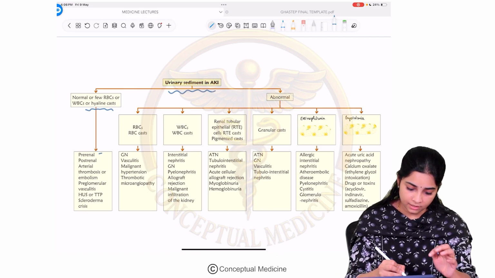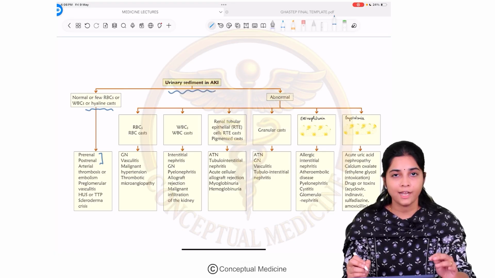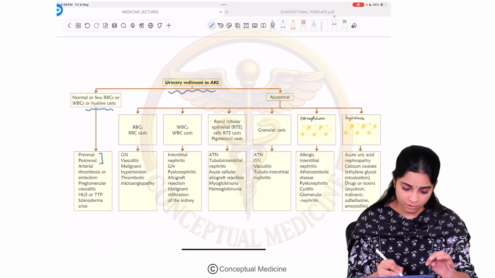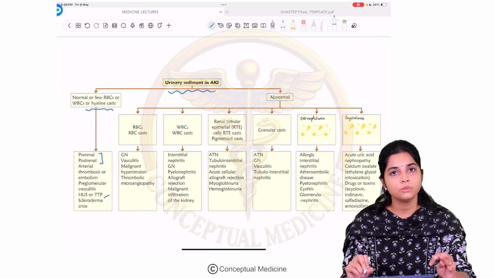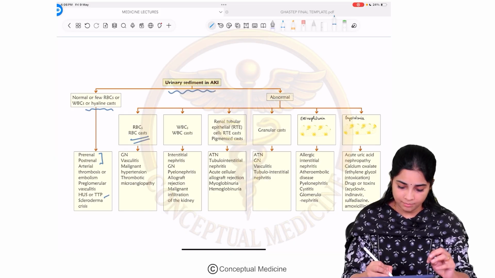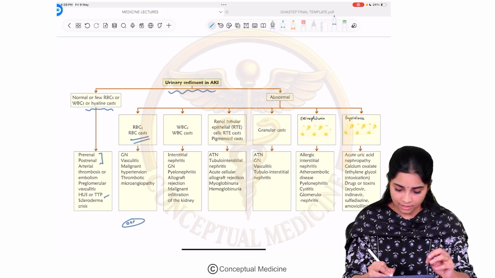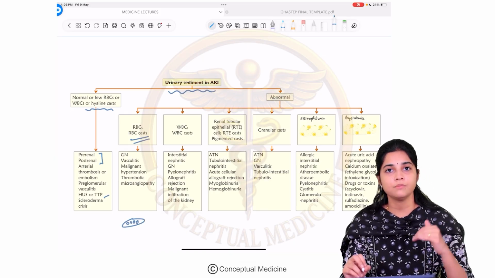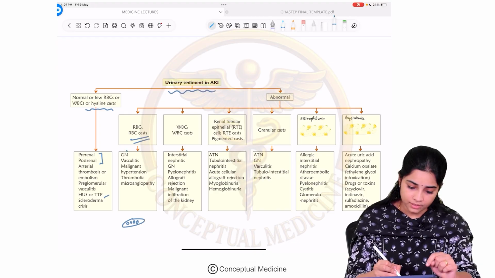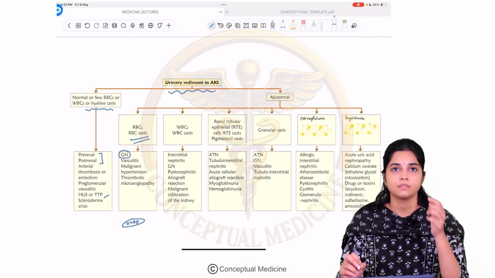So, in prerenal or postrenal AKI, you have something called your hyaline casts. Apart from that, some forms of HUS-TTP, also you can have hyaline casts. Then, RBC casts. RBC casts basically means that you have RBCs along with urinary proteins which are excreted. So, the moment you have an RBC cast, the first thing that you have to think of is your glomerulonephritis.